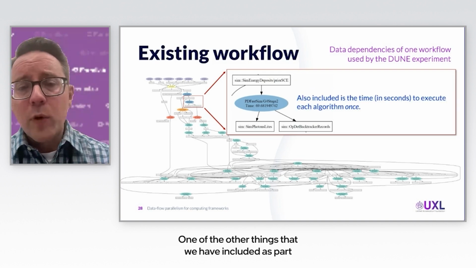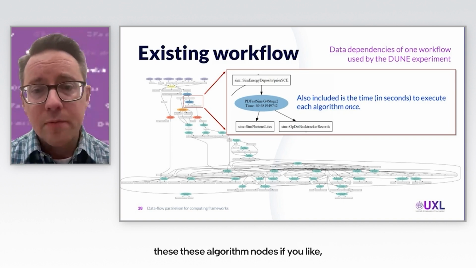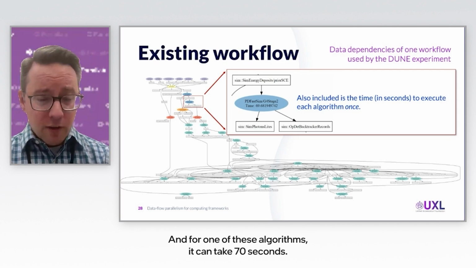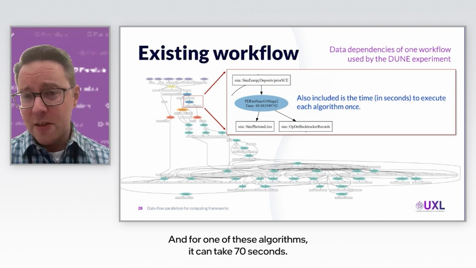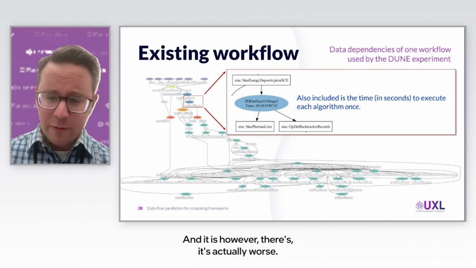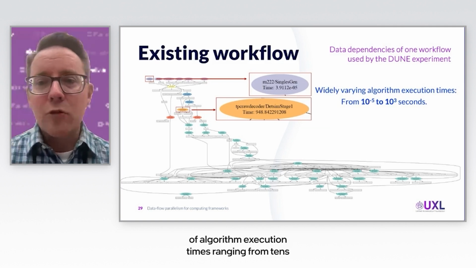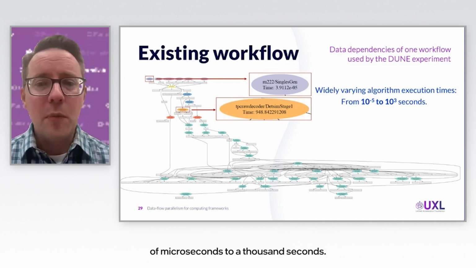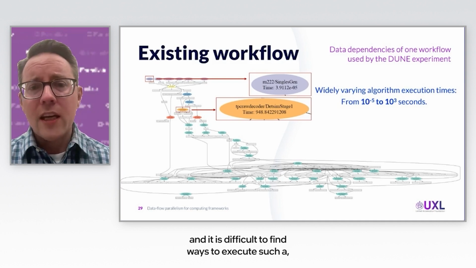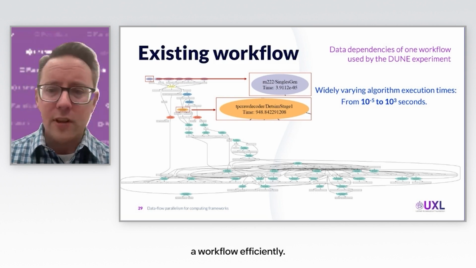One of the other things that we have included as part of each of these algorithm nodes, if you like, is the time it actually took to execute the algorithm once. And for one of these algorithms, it can take 70 seconds. That sounds like a long time, and it is. However, it's actually much worse. There is a very wide range of algorithm execution times ranging from tens of microseconds to 1,000 seconds. This is a very, very large range, and it is difficult to find ways to execute such a workflow efficiently.